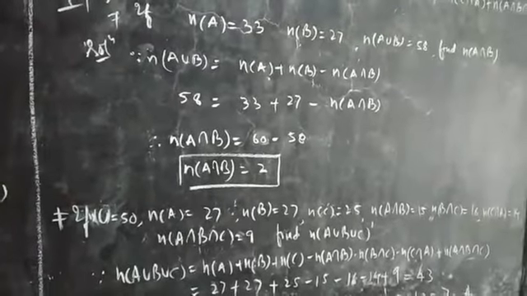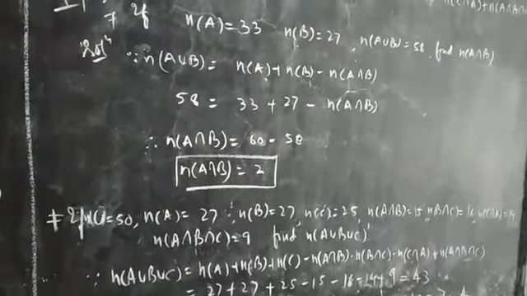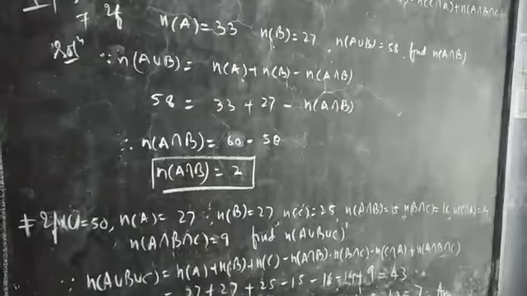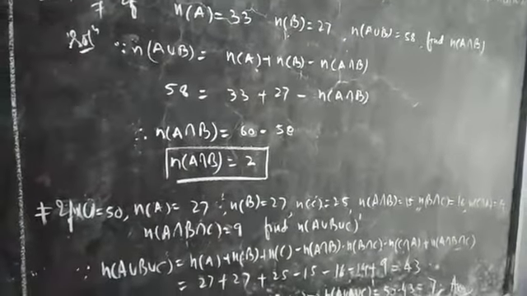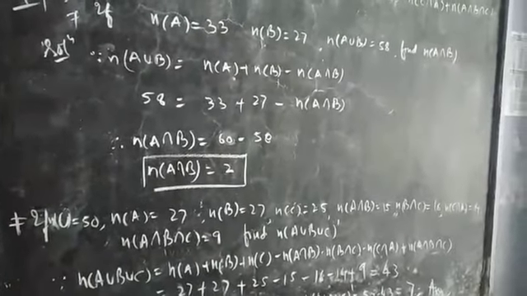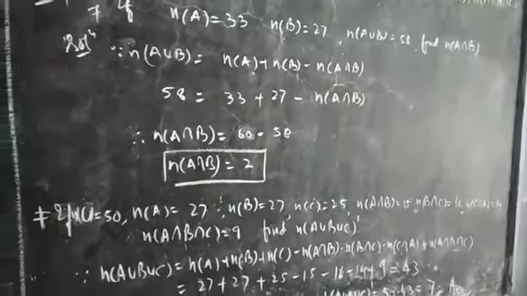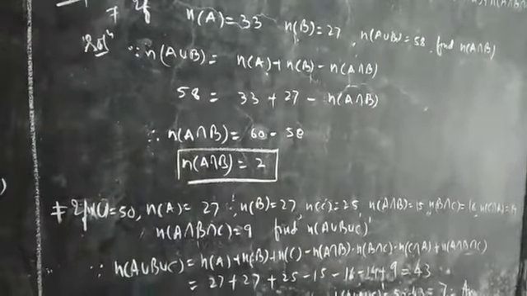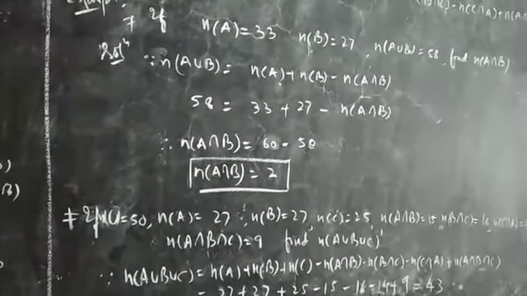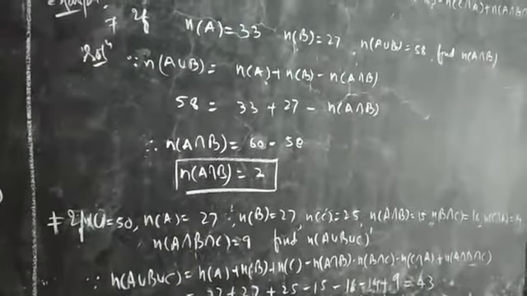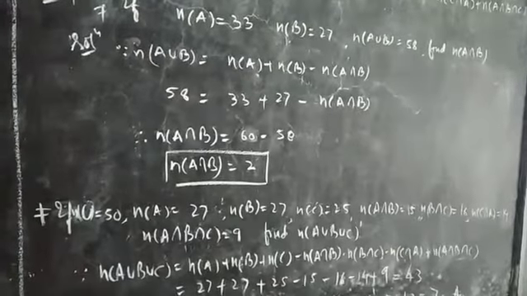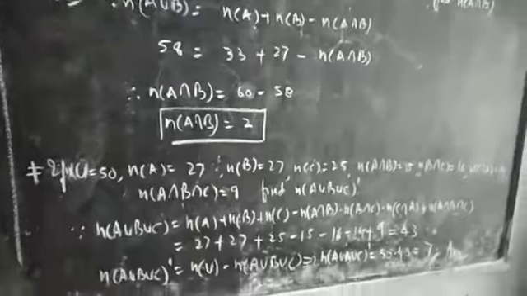So we have n(A ∪ B ∪ C) = n(A) + n(B) + n(C) − n(A ∩ B) − n(B ∩ C) − n(C ∩ A) + n(A ∩ B ∩ C). Putting in the values, the value of n(A ∪ B ∪ C) will come to 43. So the complement n((A ∪ B ∪ C)') is equal to n(U) − n(A ∪ B ∪ C). Therefore it is equal to 50 − 43, so it is equal to 7. This is the solution of this example.